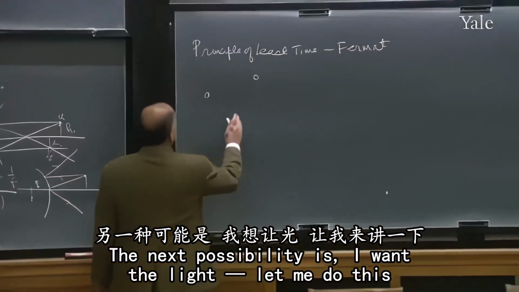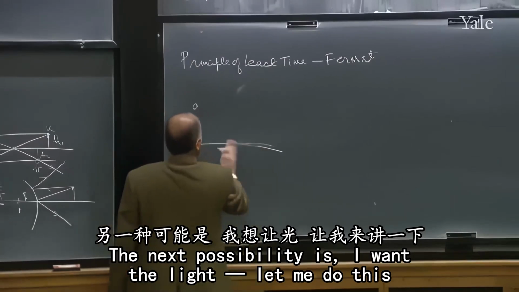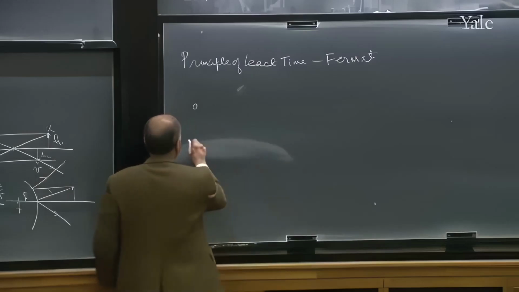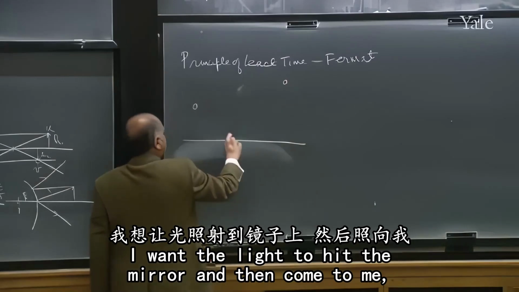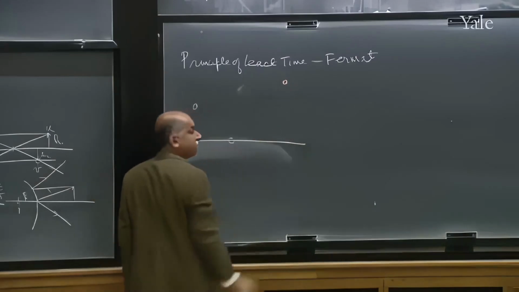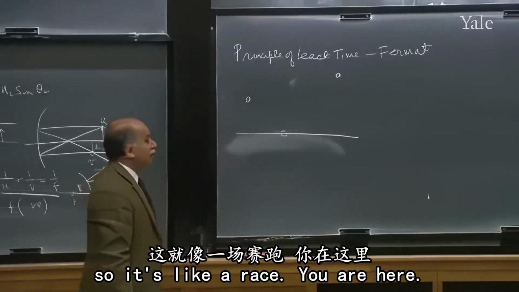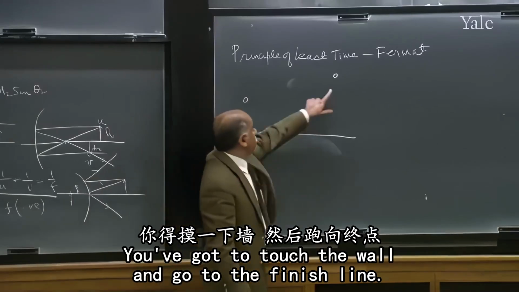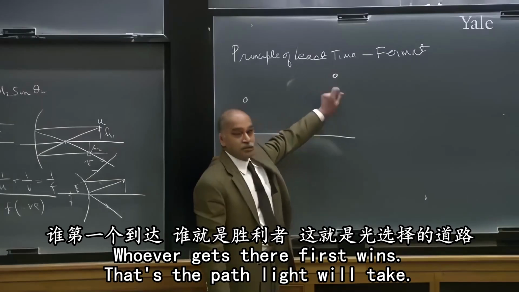The next possibility is, I want the light, let me do this right because I'm going to really draw some pictures. I want the light to hit the mirror and then come to me. So it's like a race. You're here, you got to touch the wall and go to the finish line. Whoever gets there first wins. That's the path light will take.